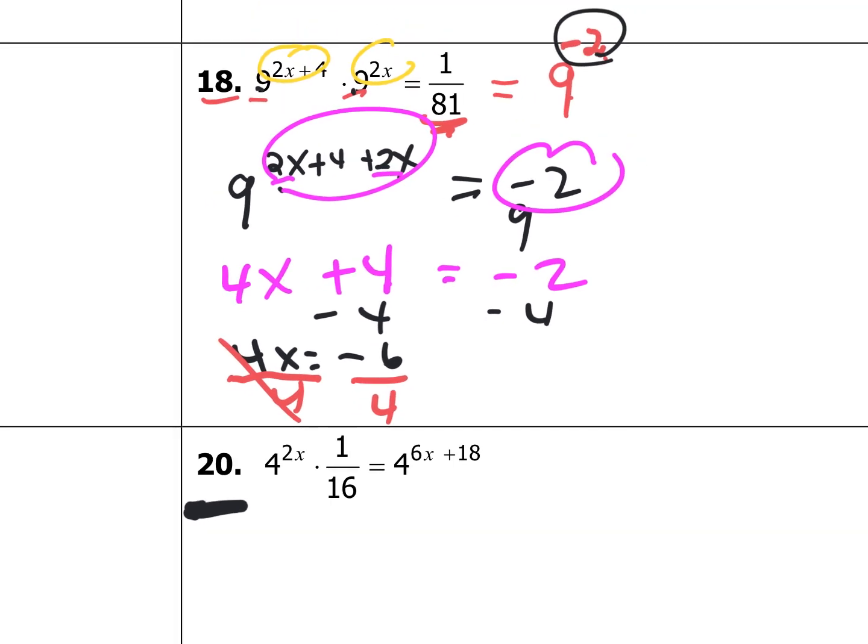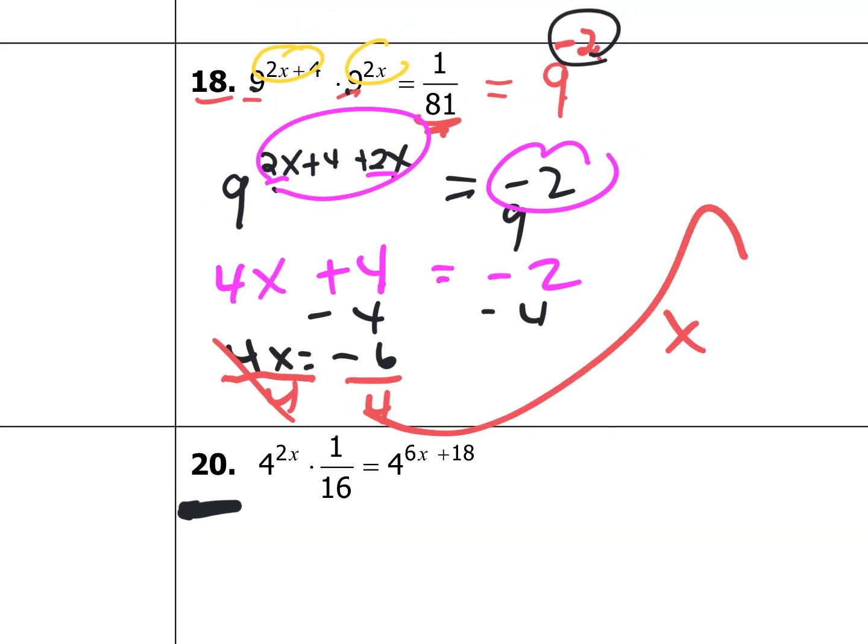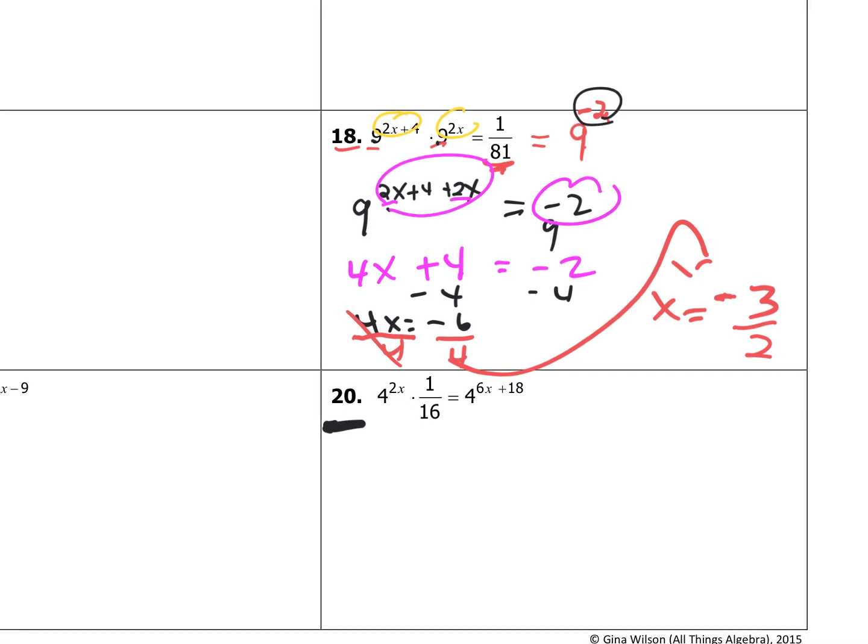What is x going to be? X is another fraction. -6 over 4. What does that reduce to? -6 over 4 equals to -3 over 2. Yeah.